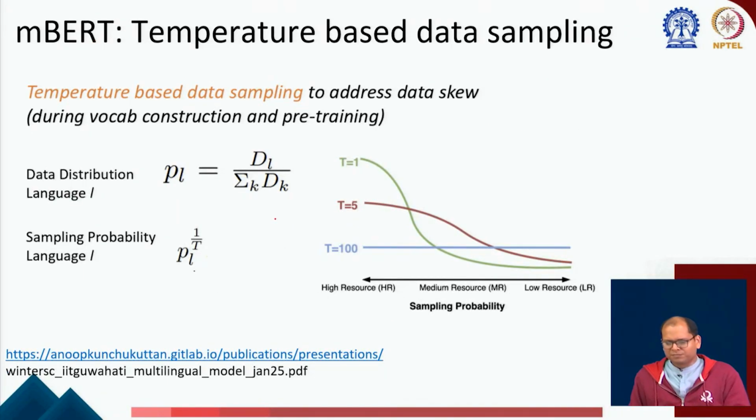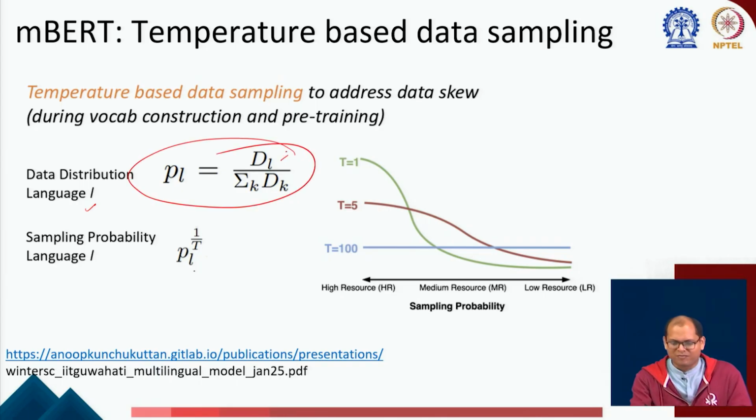So what would happen in the data? Although you are saying 104 languages, some languages will have a lot of data, some languages will have very small data. So let's say for a language L, this is the probability of that language in the data, right? How much data you have for that language divided by all the data that you have for all the languages. And what may happen if you just use the probability as it is, is that a high-resource language will have huge data and a low-resource language will have very small data, right? So there will be imbalance.